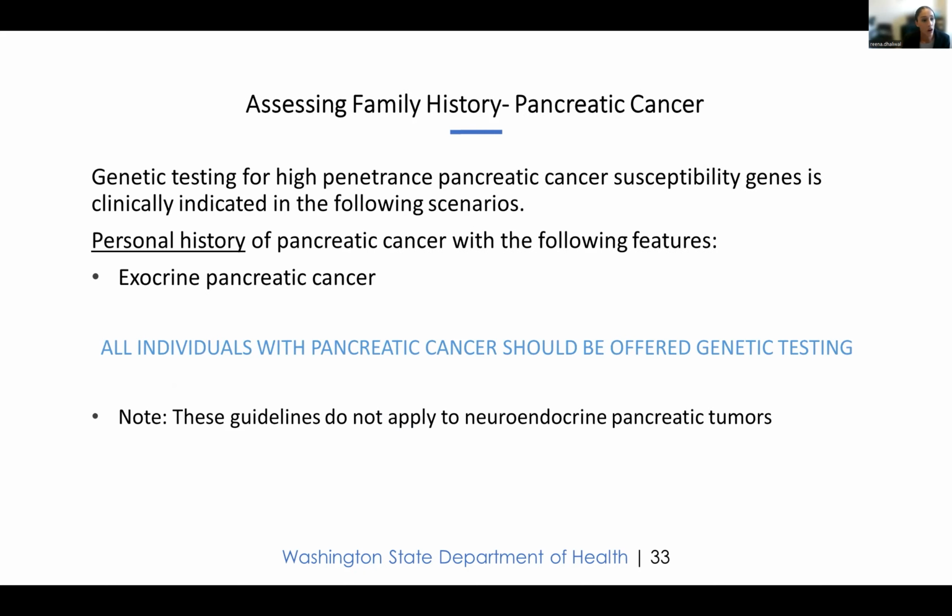And now moving on to pancreatic cancer. This is similar to ovarian in that anybody with exocrine pancreatic cancer should be offered genetic testing. It doesn't apply to neuroendocrine pancreatic tumors. Those are talked about in a separate NCCN guideline, but anybody with an exocrine pancreatic adenocarcinoma should be offered genetic testing regardless of age, regardless of family history.